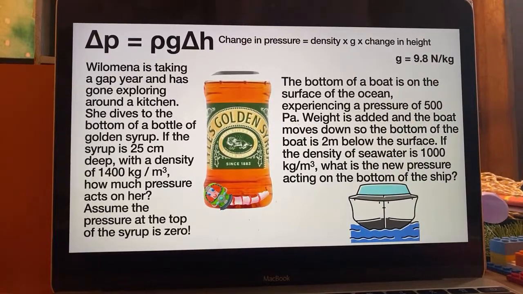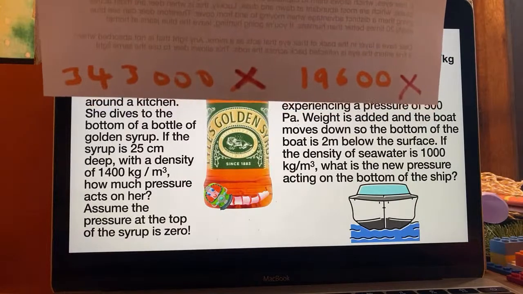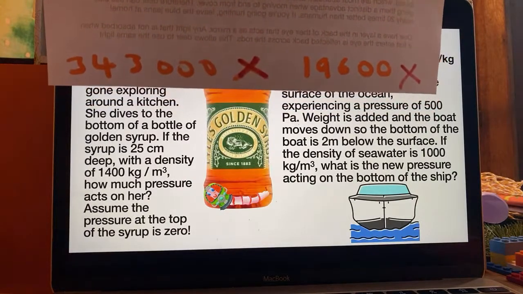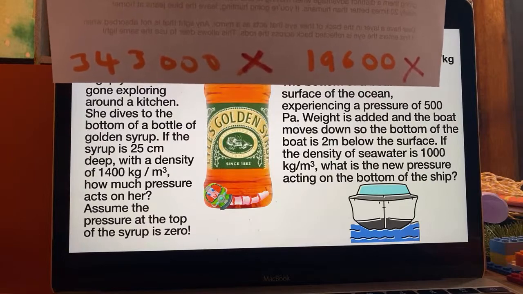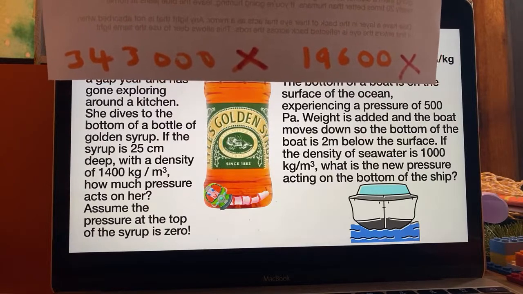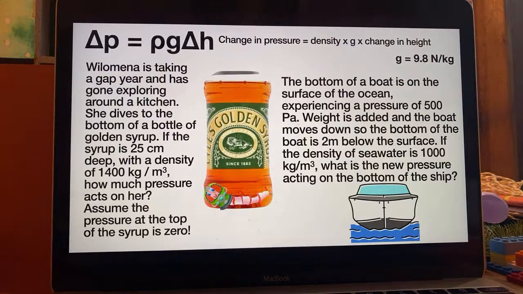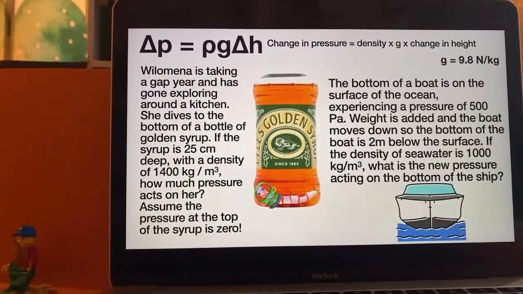Similarly, if for the second one you have an answer of 19,600, that is also not the correct answer. The answer to the second one is not 19,600. You have also forgotten to do something, but you're close. I'll give you 20 seconds. I'll set the golden syrup timer on.